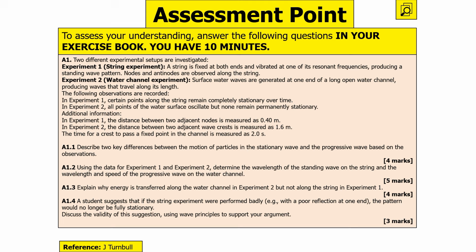Describe two different key differences between the motion of the particles in the stationary wave and the progressive wave based on observations. Using the data of experiment 1 and experiment 2, determine the wavelength of the standing wave on the string and the wavelength and the speed of the progressive wave on the water channel.